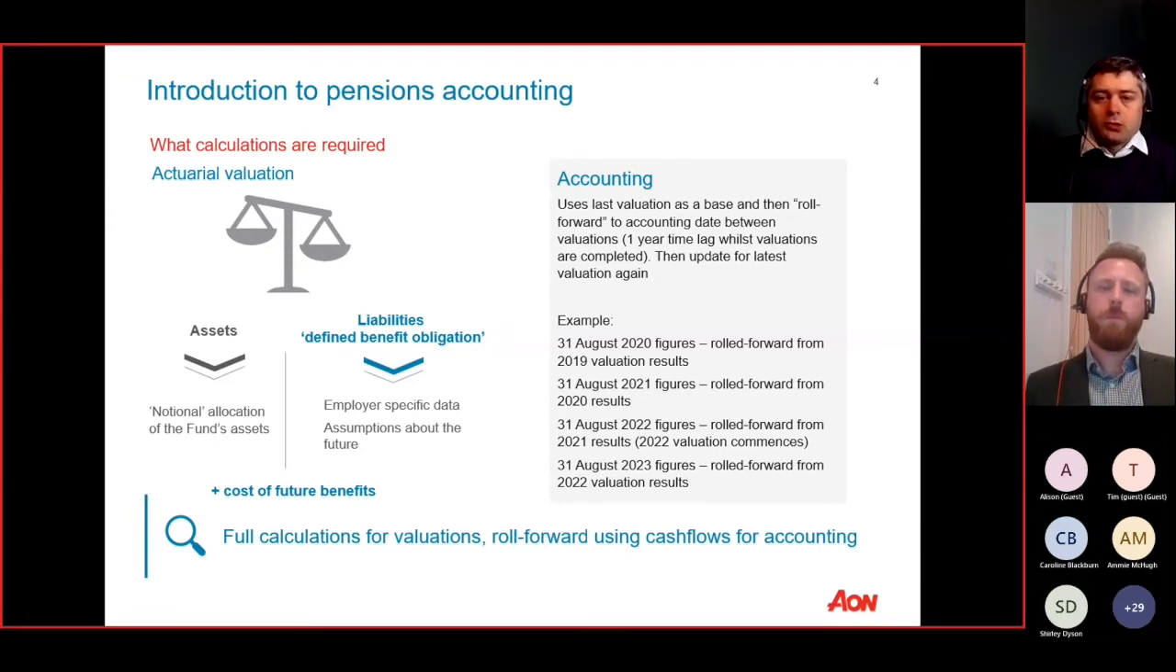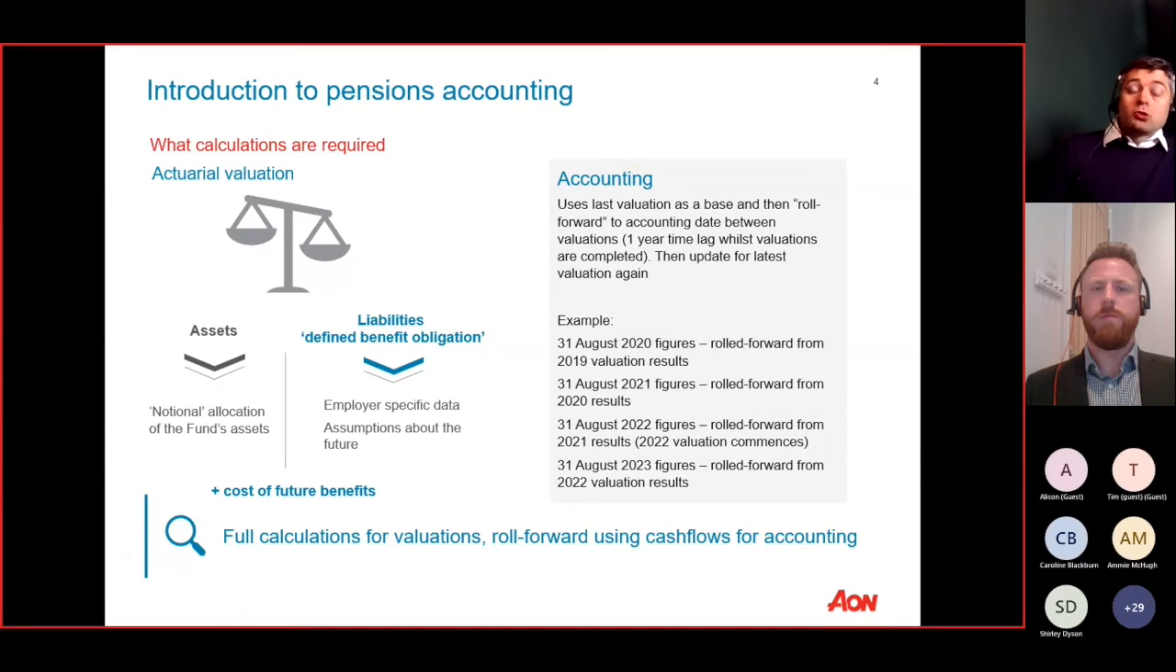As part of the valuation, we also explained that we calculate a cost of future benefits, which we call the primary rate. And this is expressed as a percentage of pay, which is based on the profile of the active membership.